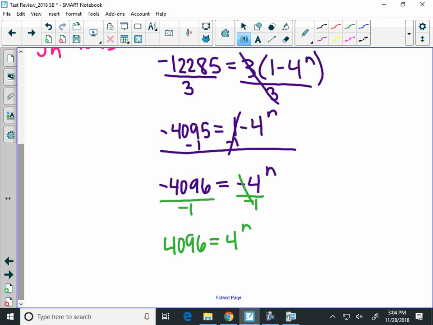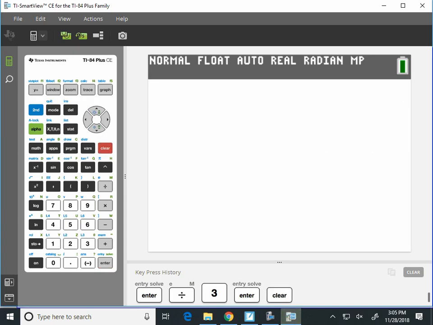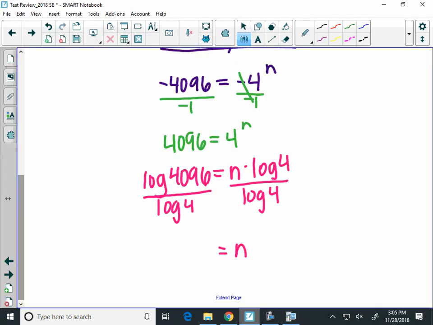Well, since n is in the exponent, the only way I can move that is to take the log of both sides. So you're going to take the log of 4,096. And when I take the log of 4, that brings the exponent down in front. That's the power rule. So all you have left to do is divide by the log of 4, which, when I do that division, will give me my value for n. So I'll have the log of 4,096 divided by the log of 4, and that gives me that n is 6, which means you were adding up 6 terms of this series.